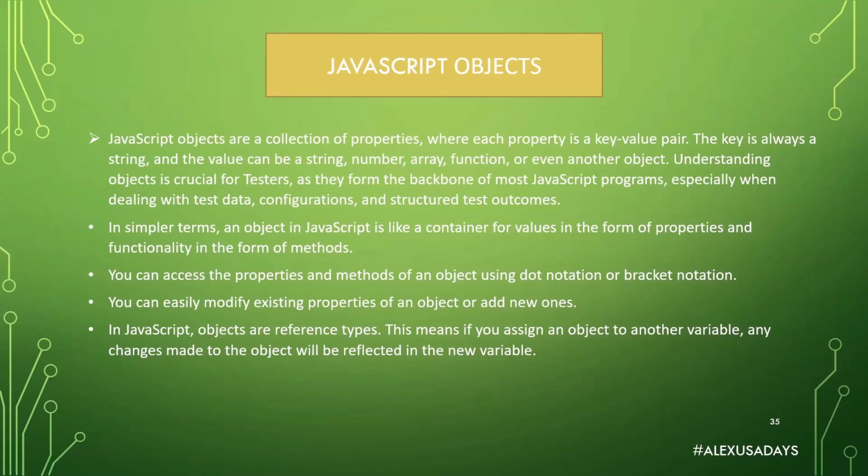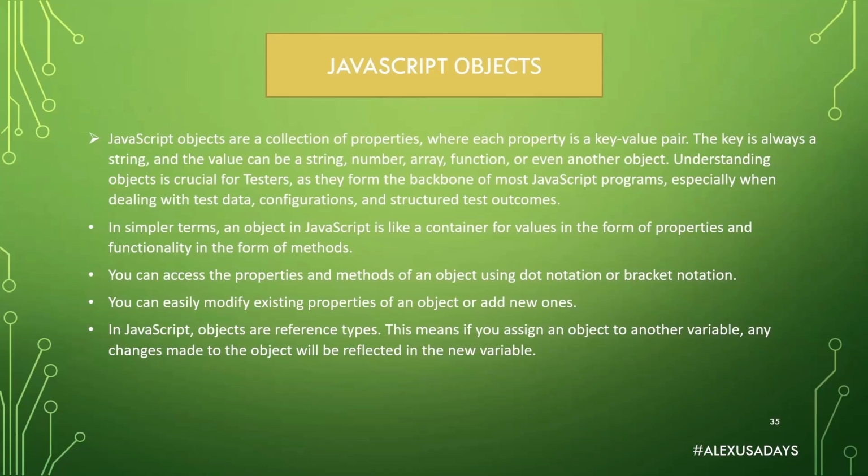JavaScript objects are a collection of properties where each property is a key value pair. The key is always a string, and the value can be a string, number, array, function, or even another object. Understanding objects is crucial for testers, as they form the backbone of most JavaScript programs, especially when dealing with test data, configurations, and structured test outcomes. In simpler terms, an object in JavaScript is like a container for values in the form of properties and functionality in the form of methods.